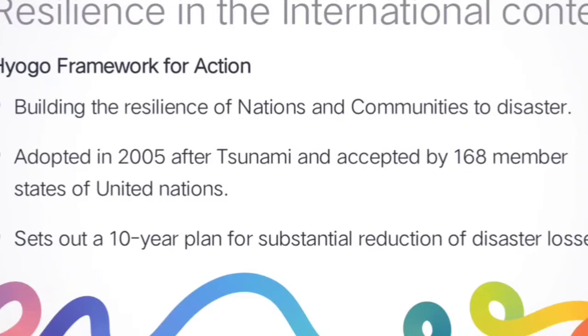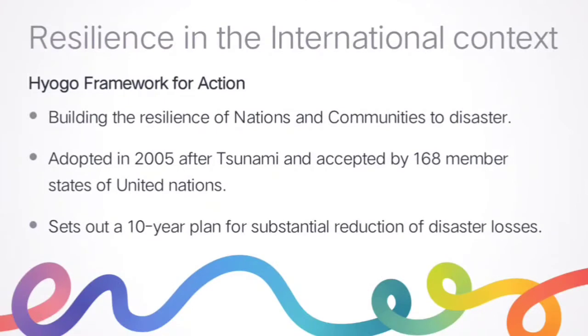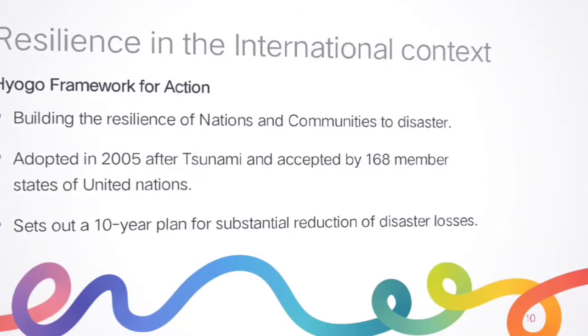This framework sets out a 10-year plan for the substantial reduction of disaster losses in lives and in the social, economic, and environmental assets of communities and countries. It has been accepted by 128 member states of the United Nations. The main priorities it sets are to identify, assess, and monitor disaster risk and enhance early warning systems. To use knowledge, innovation, and education to build a culture of safety and resilience at all levels. Finally, to reduce the underlying risk factors.